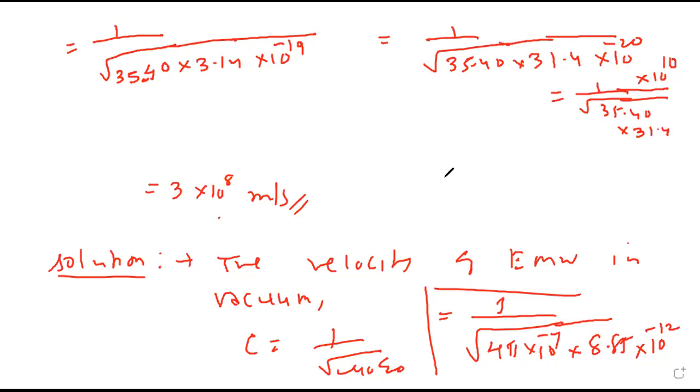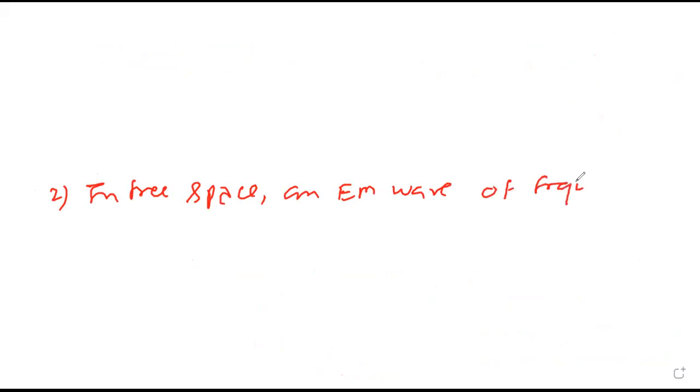Next sum. Electromagnetic wave velocity in vacuum or free space will always be 3 into 10 raised to 8. Second one. In free space, an electromagnetic wave of frequency 28 megahertz. 28, capital M means mega, small m is milli. Mega means 10 raised to 6, milli is 10 raised to minus 3.